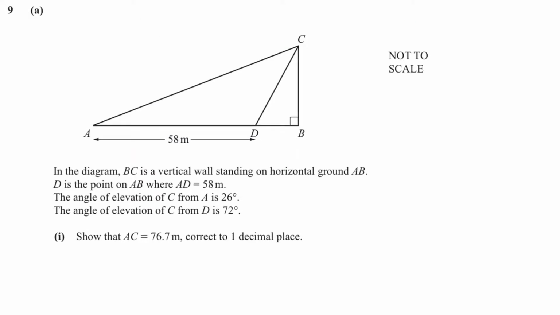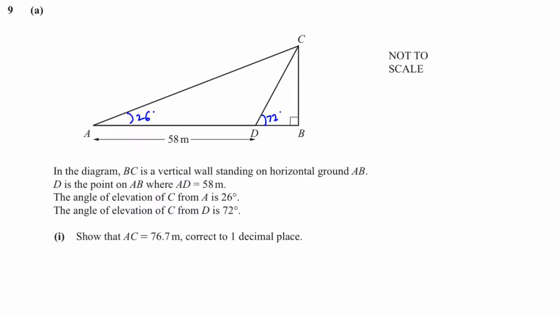In 9a, we have been given a diagram, and in the diagram, BC is a vertical wall standing on horizontal ground AB. D is the point on AB where AD is 58 meters. The angle of elevation of C from A is 26. So this is 26. And the angle of elevation of C from D is 72. So this is 72. Show that AC is equal to 76.7 meters, correct to 1 decimal place.